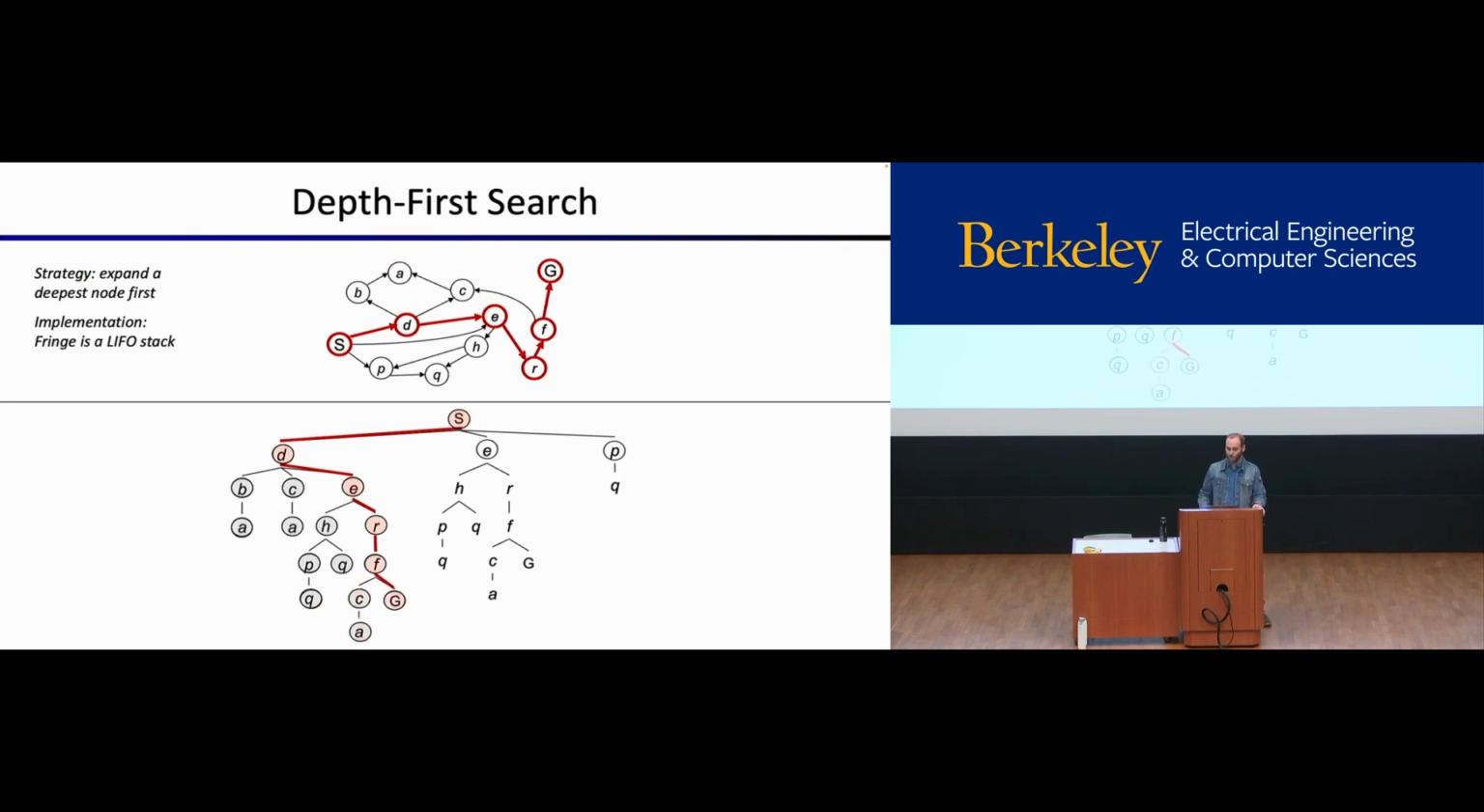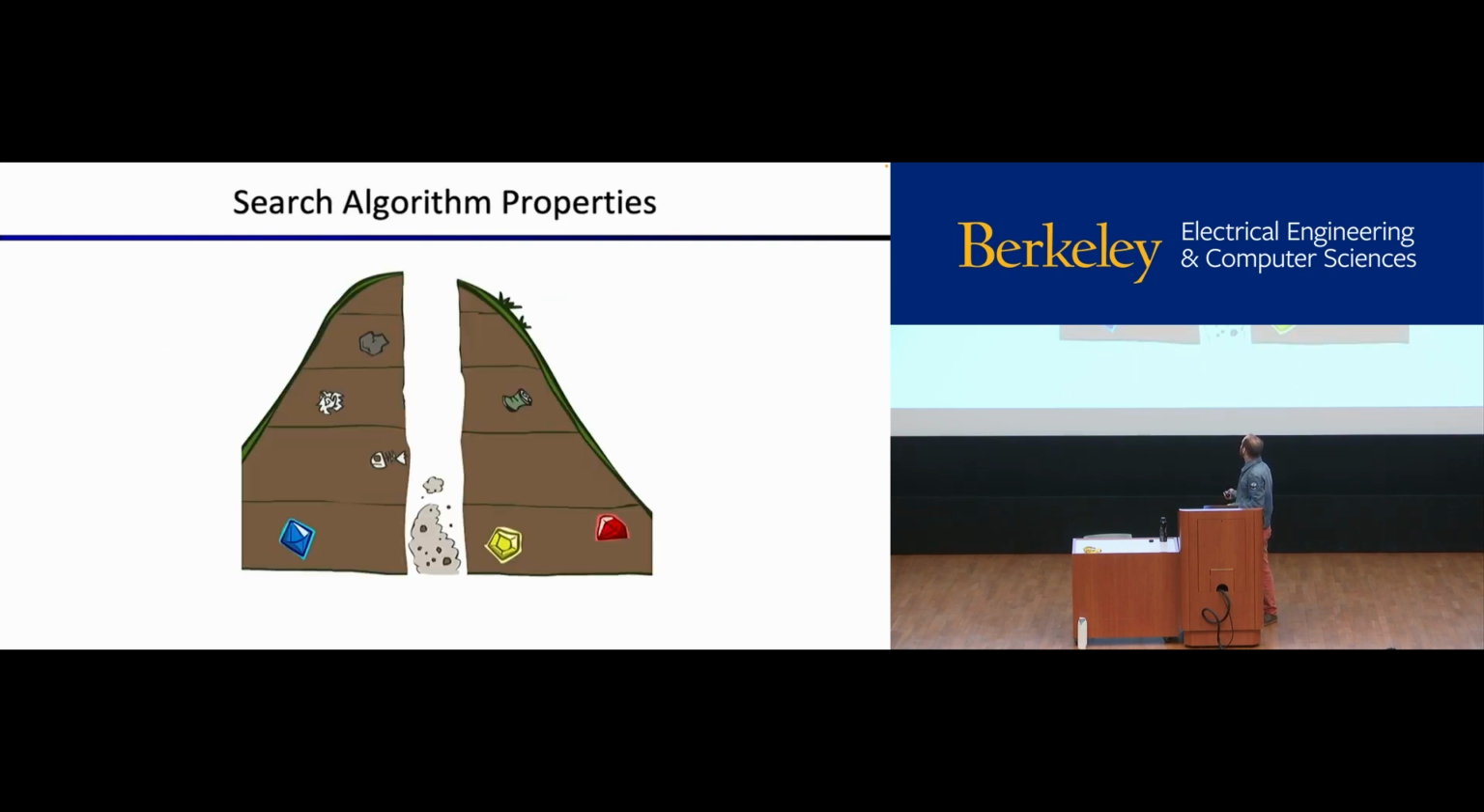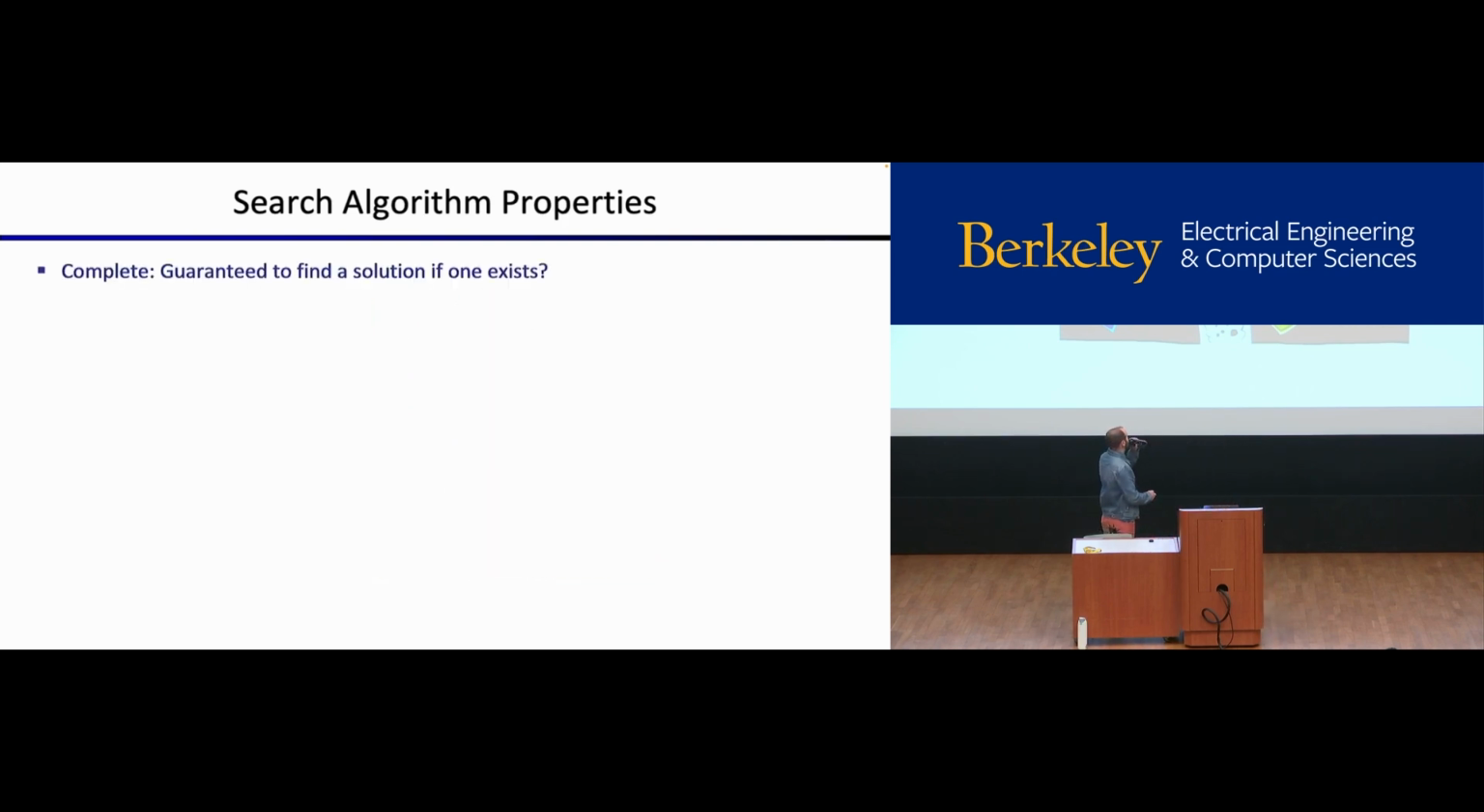Finally found a path to the goal. So you can see why it's called depth first. You go down until you can't go anymore. You go back up. You try another fork that you bypassed the first time, and you keep going until you reach the goal. So let's talk about how this search algorithm behaves.